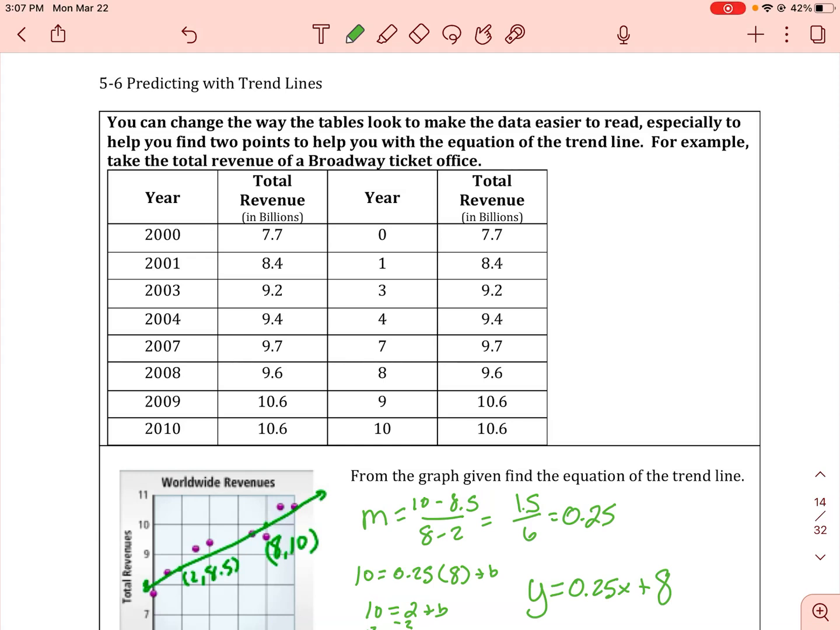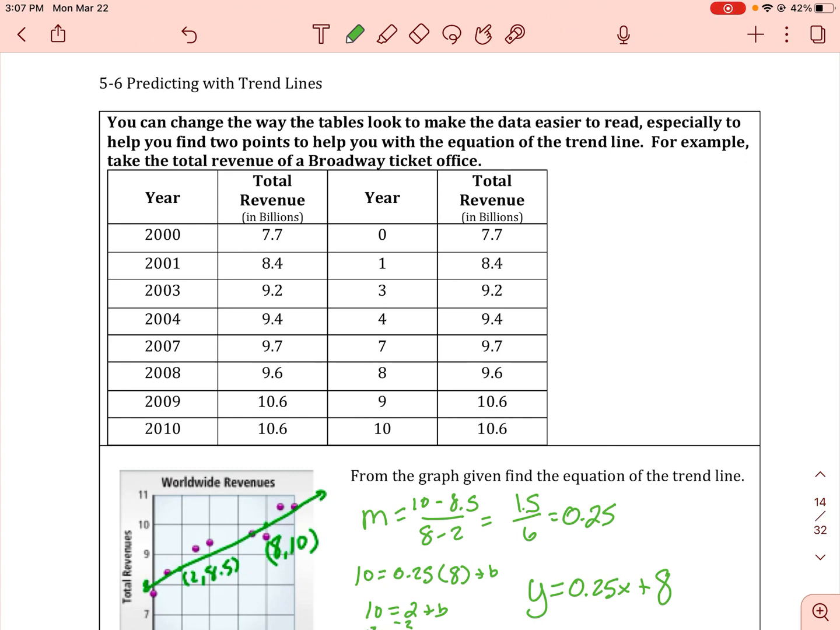So here we're going to use these trend lines to predict things that may happen in the future. A lot of companies might do this to predict revenue or how many jobs to cut if they don't make a certain amount of money each year, so that their bosses can make even more money.